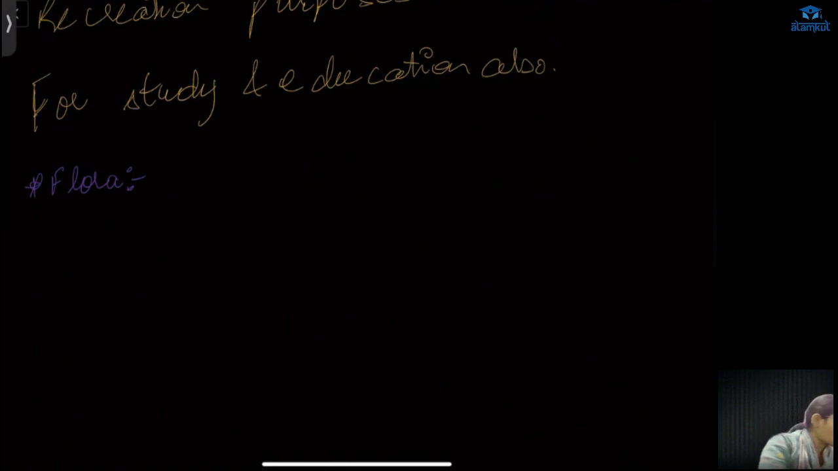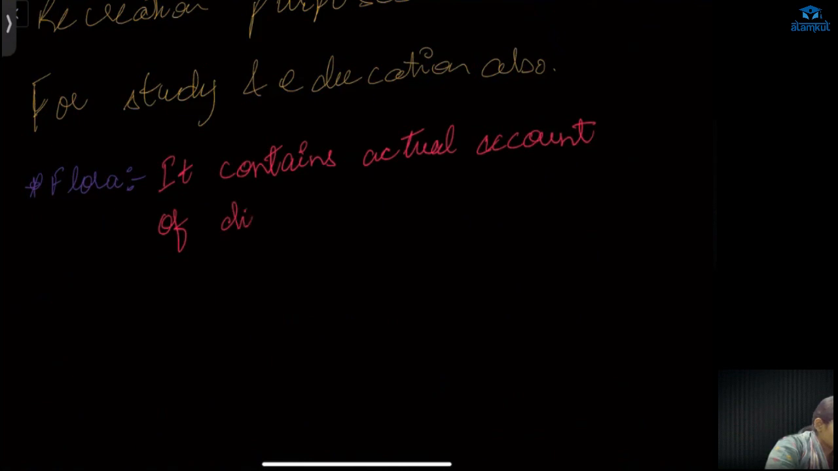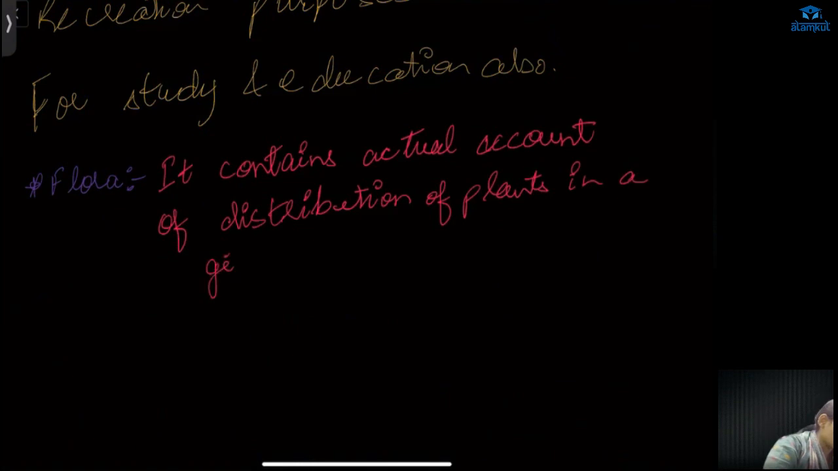Okay. So flora is what? It contains the actual account of distribution of plants in a given area. That means whatever kind of plants are present in a particular area. If we talk about the tundra forest, or the Amazon forest, what kind of plants and trees are there, it will contain the information about that particular area. Okay, and the flora has been divided area by area. Every area will contain the information about the plants which grow in that kind of area. So this is flora.